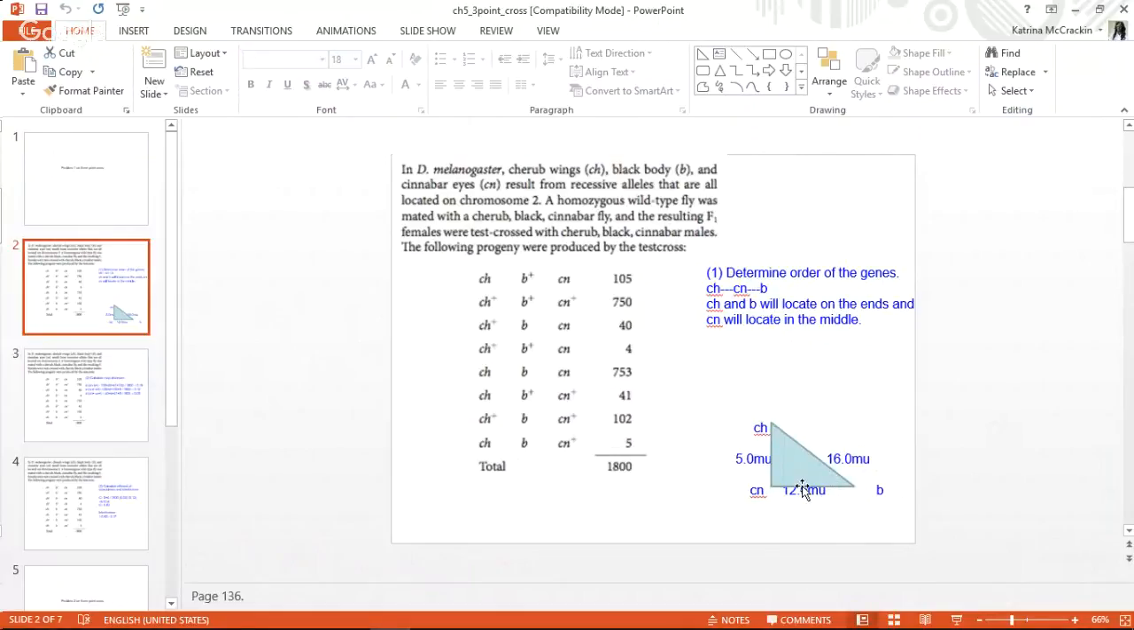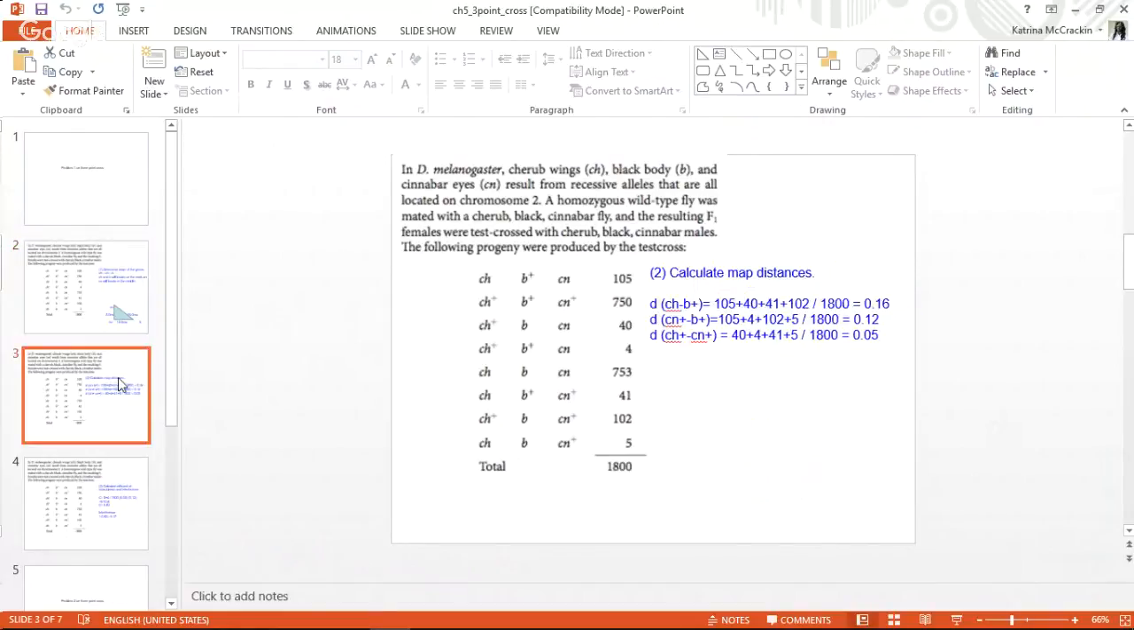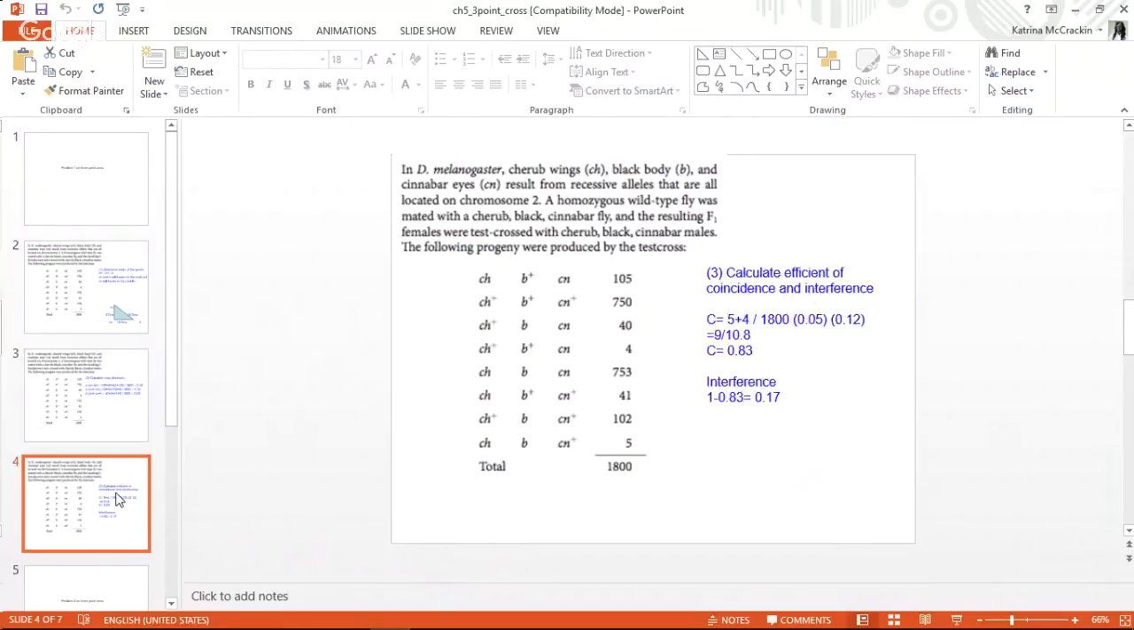And so this kind of gives you a visual of how it would look, and I did it on a triangle. But as you can see, it doesn't add up. So 0.12 and 0.05 do not add up to 0.116. So when it doesn't necessarily add up fully, that's perfectly fine. Your answer is still correct. You just will have to calculate the coefficient of coincidence and interference. Coincidence, I think that's correct.